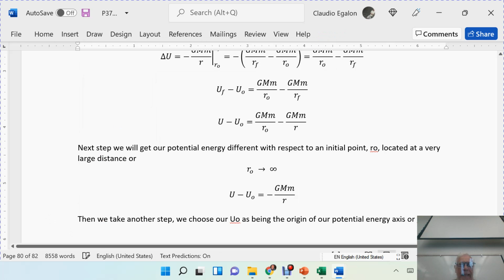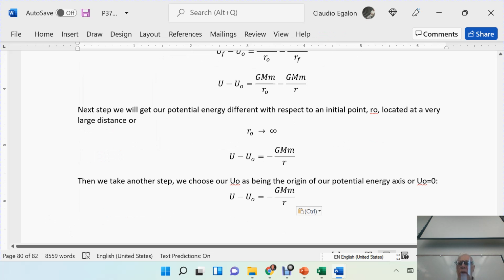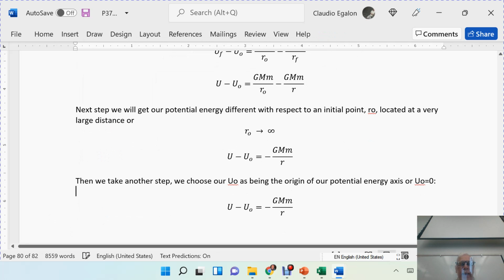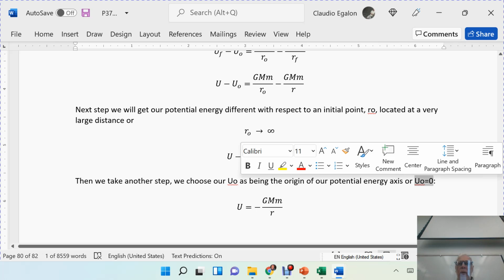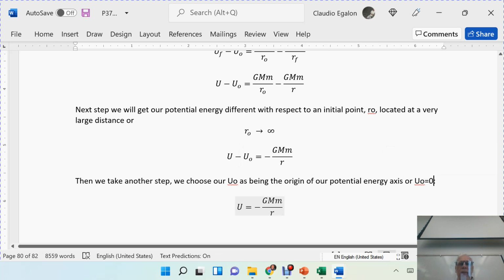We get a potential energy, not a potential energy difference, but a potential energy that's now equal to minus G big M small m divided by R. Is it consistent with this imposition here? U naught is the value of U when R goes to infinity. Does it make sense? If we put R equal to infinity here, what do you get for U? We get 0, right? So this relation makes sense. It's mathematically consistent.